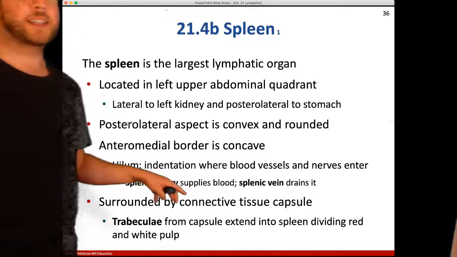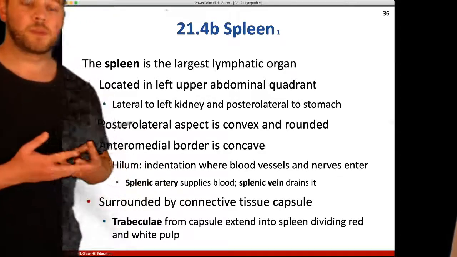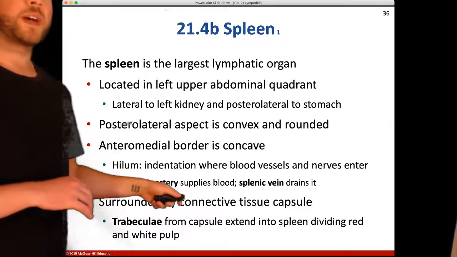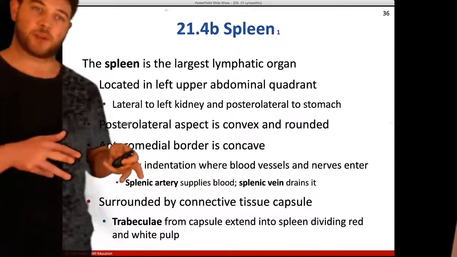It's all surrounded by a connective tissue capsule, and again, trabeculae, those connective tissue dividers. It divides the spleen into your red and white pulp. We'll see. You can probably guess what the red pulp is made out of.